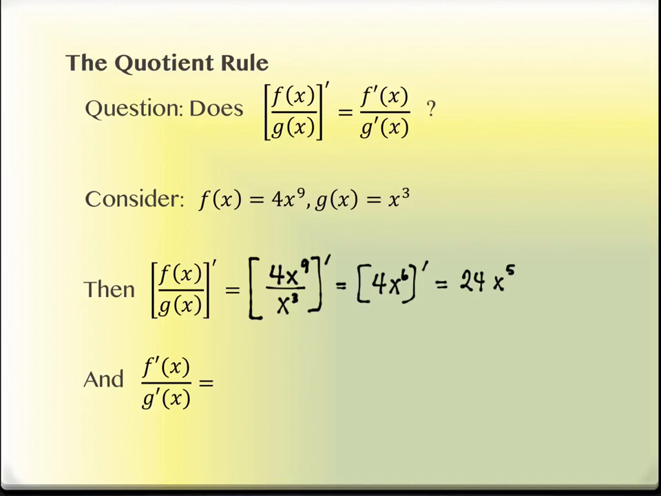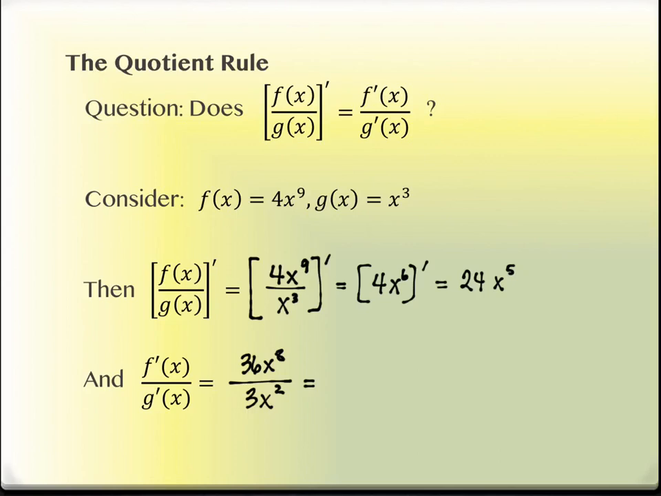What we want to see is if we have the ability to do the derivative on the top and the bottom separately, and it still works. So the derivative for the top, we've done this before. It was 36x to the 8th, right? That's the derivative of 4x to the 9th. And the derivative g prime of x was 3x squared.